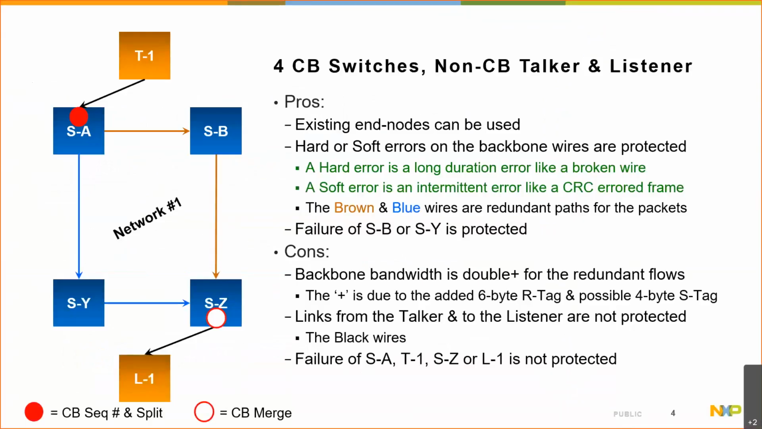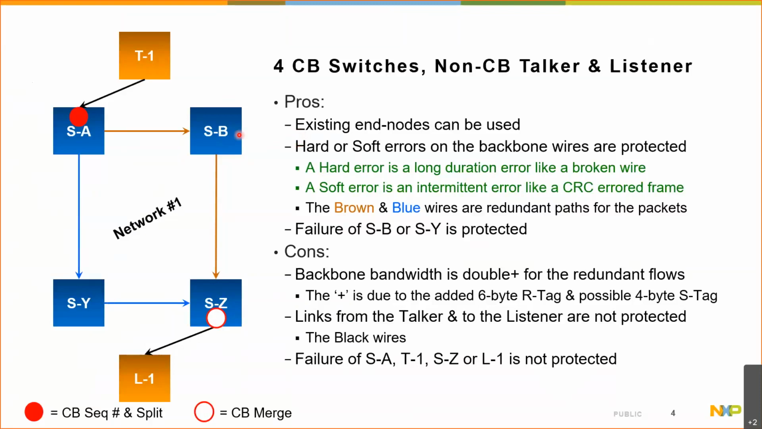So our baseline is very much like that figure. We have 4 switches that support CB, and we have a legacy talker and listener that don't support CB. The red dot is the CB sequence insertion and split function that splits the single flow into a blue copy and a brown copy. And then this is the CB merge function that ensures that only one copy gets down to the listener. Now, the pros of this configuration is existing end nodes can be used, same software, same hardware. And hard and soft errors on this backbone are protected.